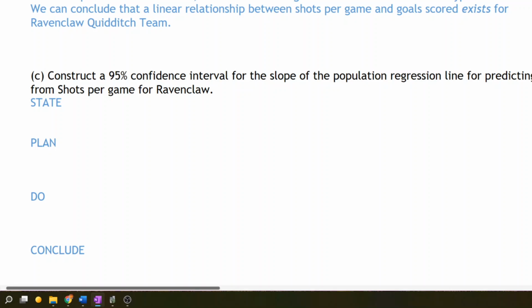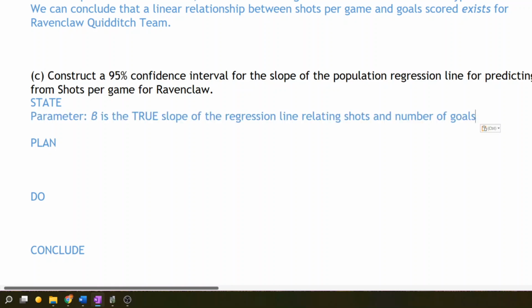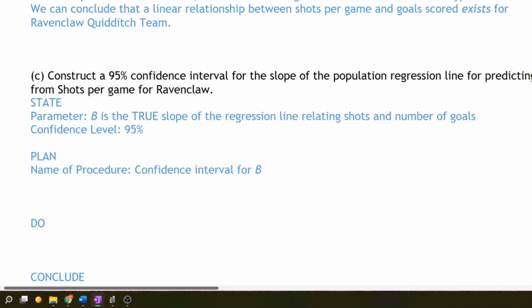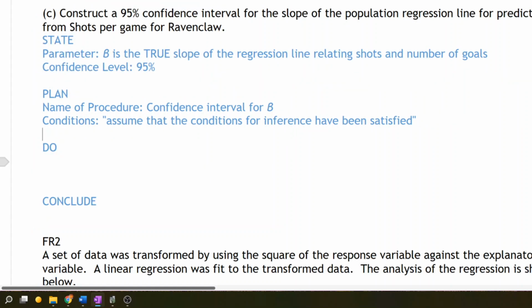Okay, so we'll start with state. The parameter beta is the true slope of the regression line relating shots and number of goals. The confidence level is 95%, and that's going to complete our state portion. Next, we have plan, the name of the procedure, and that is a confidence interval for beta. Just like last time, we're going to assume that the conditions for inference have been satisfied. That's another quote from the problem, which brings us to the do.